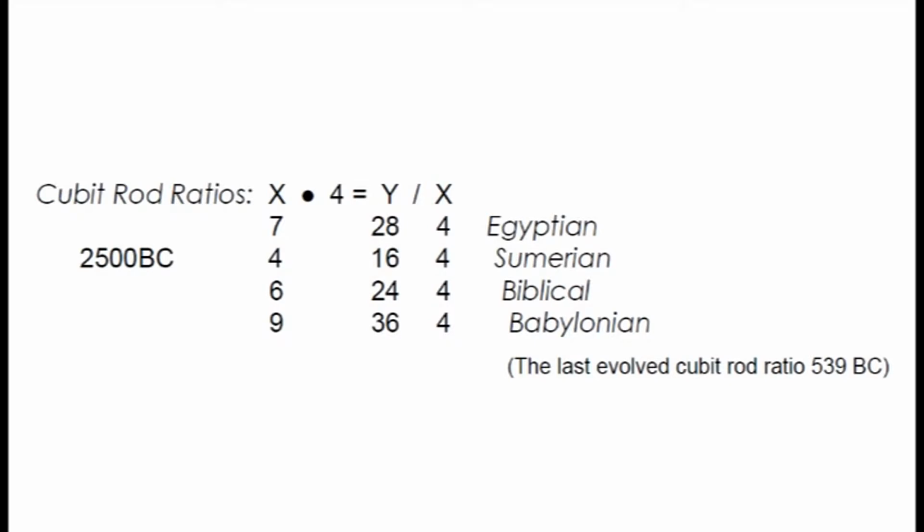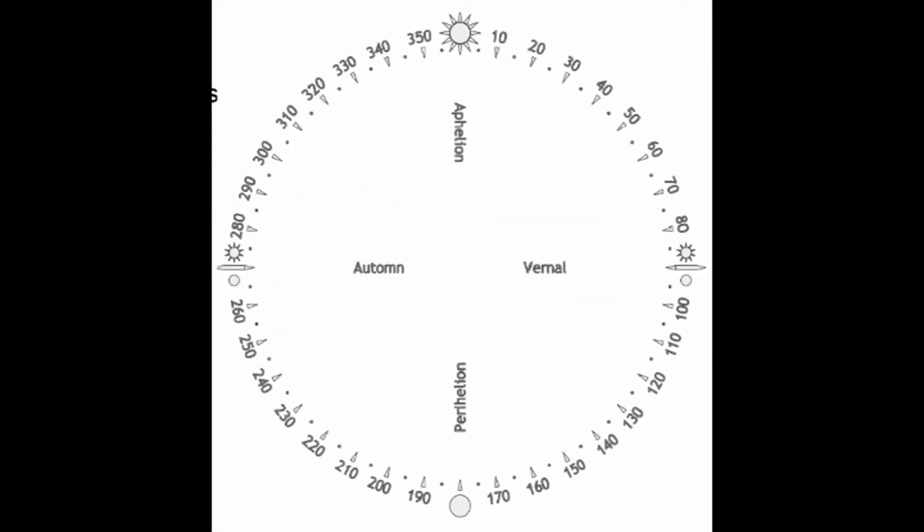7, 28, 4 Egyptian; 4, 16, 4 Sumerian; 6, 24, 4 Biblical; 9, 36, 4 Babylonian, the last evolved cubit rod ratio from 539 BC. One can see an advancement in the incorporation of the circle-formed 36-unit rod of Babylon, with each of the 36 unit digits in 10-degree increments for radial 360-degree calculation.